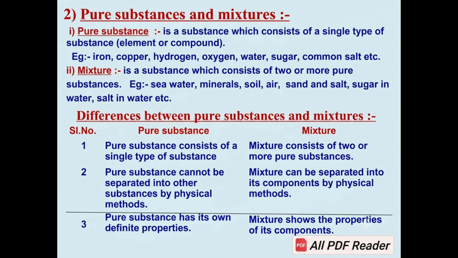Here we have the differences between a pure substance and a mixture. Let us see them one by one, point-wise. First point: pure substances consist of a single type of substance. A mixture consists of two or more pure substances. A pure substance cannot be separated into other substances by physical methods like filtration, decantation, sedimentation and other methods. Mixtures can be separated into their components by physical methods like hand picking, sedimentation, decantation and so on. Pure substances have their own definite properties. A mixture shows the properties of its components.